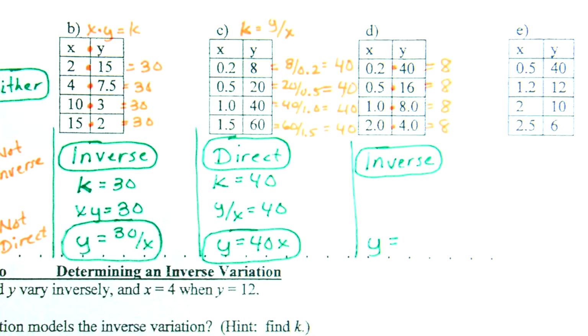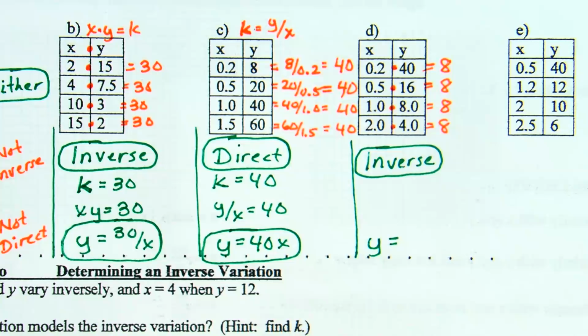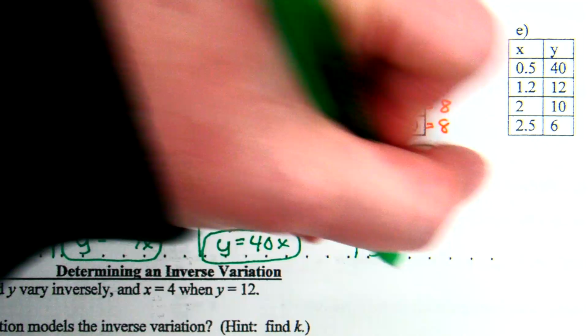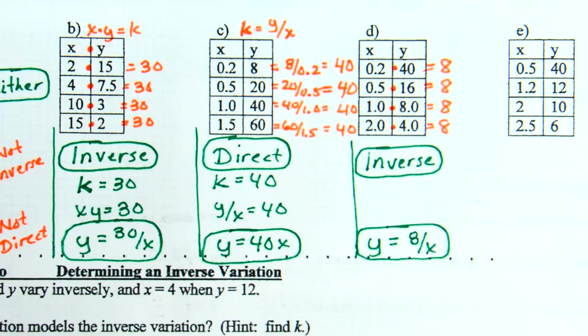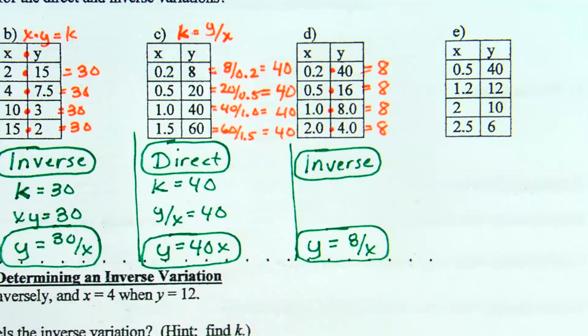And what's my final equation then? Y equals 8 over x. And I was going to say, you've got a 50-50 shot. It's either y equals 8x or y equals 8 over x. It's just a matter of which it is. So because it's inverse, y equals 8 over x.